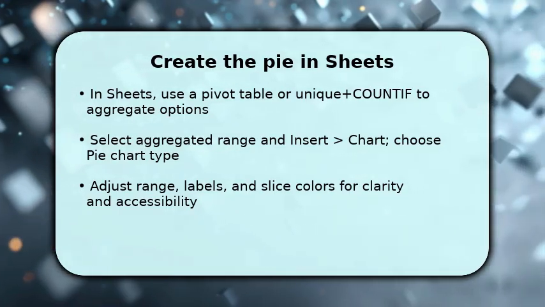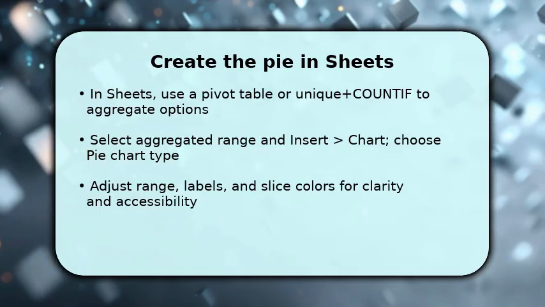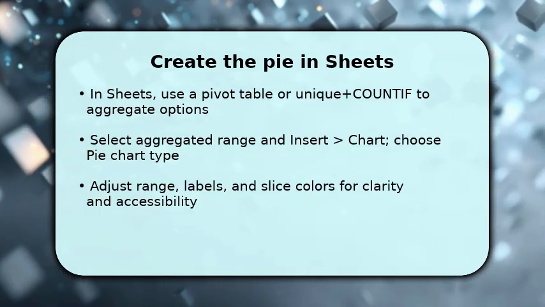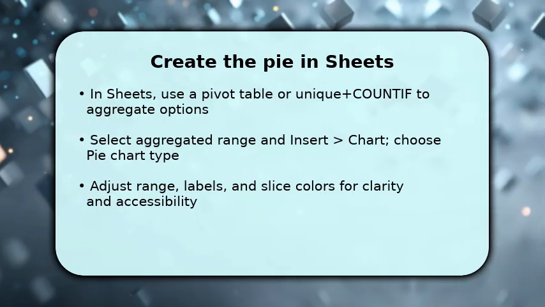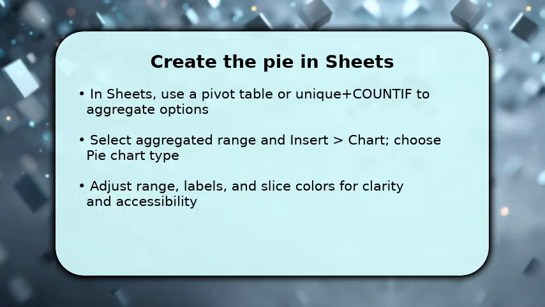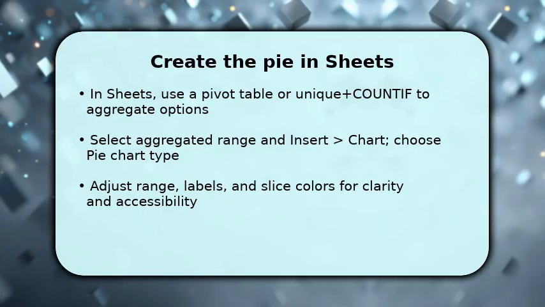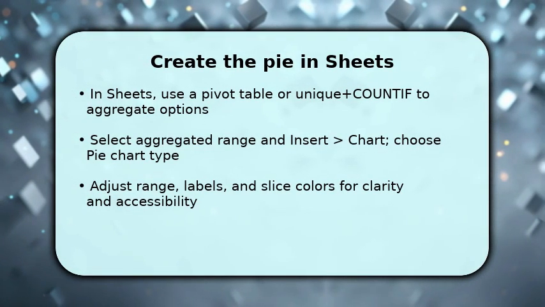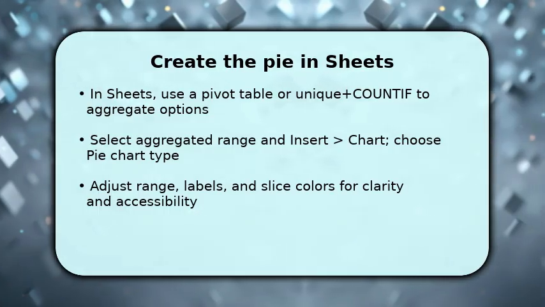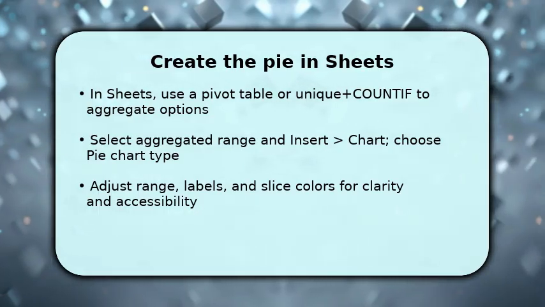Next, select the summary table and choose Insert then Chart. Change the chart type to pie. Google will map labels to slices automatically. Then refine. Include labels and percentages, sort slices if needed, and pick contrasting colors. These steps let you control how viewers perceive distribution and emphasize the most important categories.